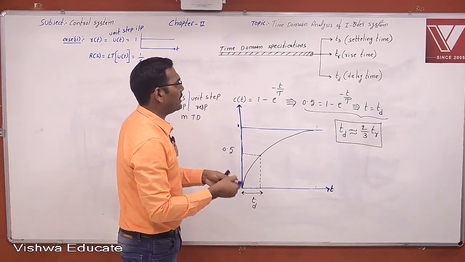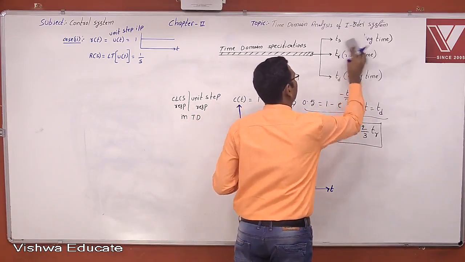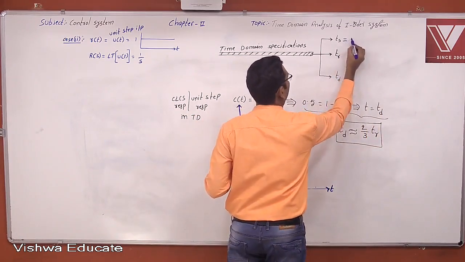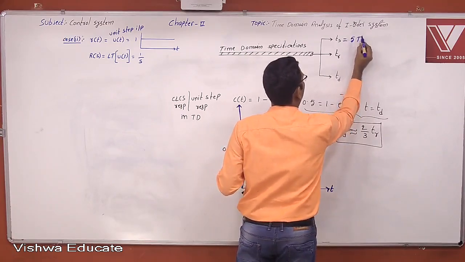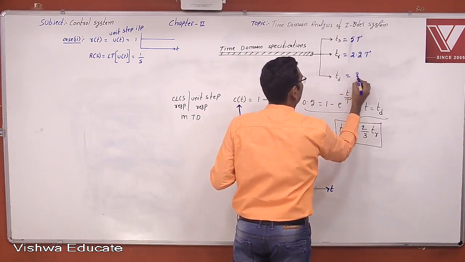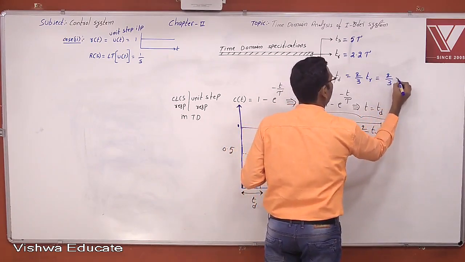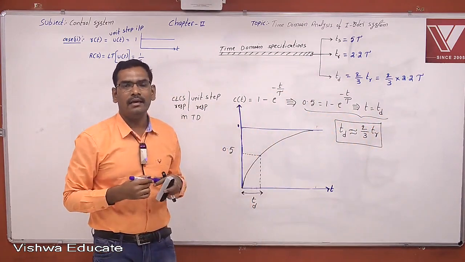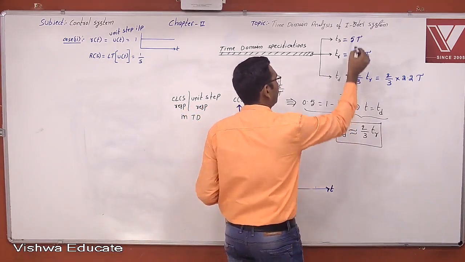Now, if you understand all these parameters, settling time, rise time, delay time, first we want to find the system time constant. Settling time is 5 time constants for 0% error. Rise time is 2.2 time constants. Delay time is 2/3 of rise time, which is nothing but 2/3 of 2.2 times the time constant. Then what you can understand here is that all the time domain specifications depend upon the system time constant.